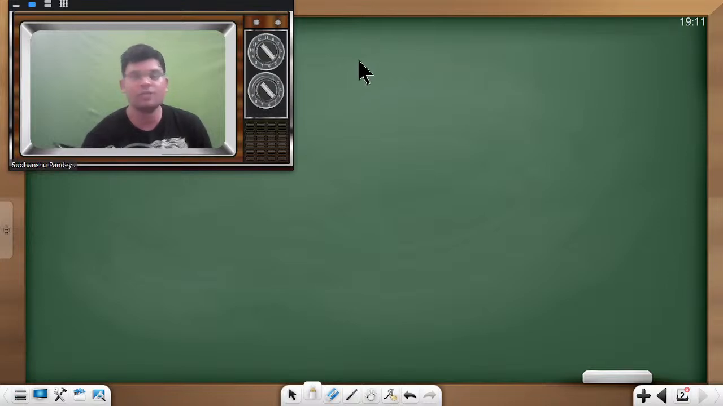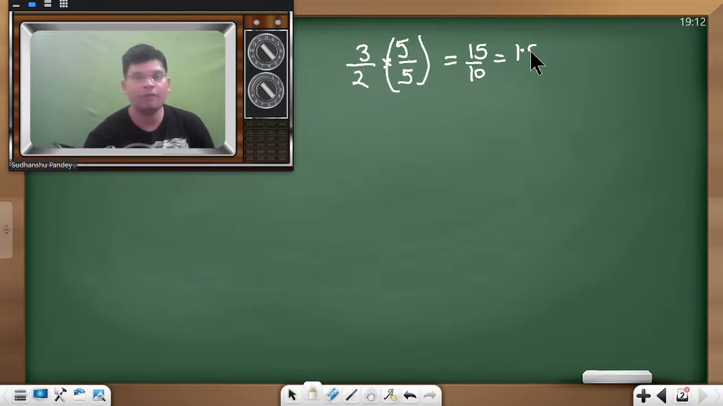Okay, the first question is, if somebody asks you what is 3 by 2, what we need to do is, we know that division by 10 means always terminating. So we have to make the denominator 10. How can we make the denominator 10? By multiplying it by 5. But if we multiply the denominator by 5, we should also multiply the numerator by 5, because overall we are multiplying by 1 only. The value should not change. So this will become 15 by 10 and the value will be 1.5.